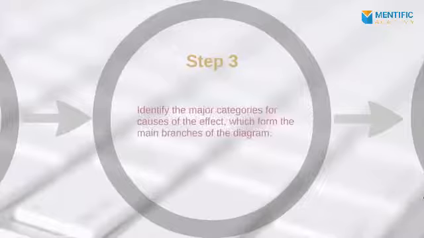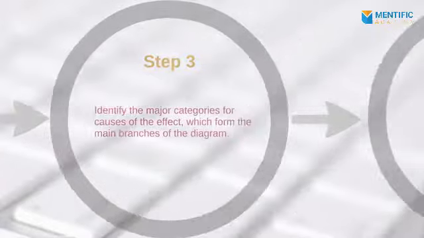Thirdly, identify the major categories for causes of the effect, which form the main branches of the diagram. Then, the major categories for the main bone structure or branches are the 5 M's: machine, manpower, method, materials, and maintenance, followed in the manufacturing industry, or the 4 P's: policies, procedures, people, and plant, followed in the non-manufacturing industry. The team may identify other relevant major categories according to the problem.